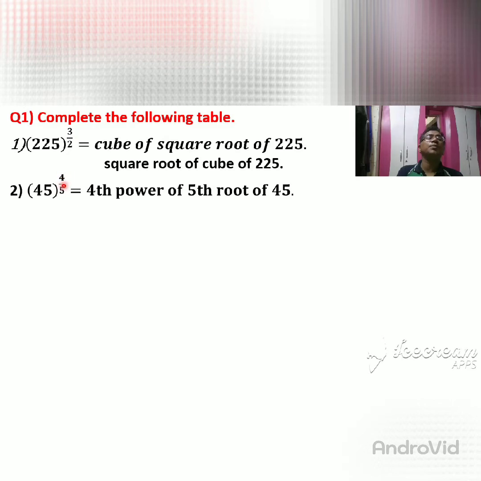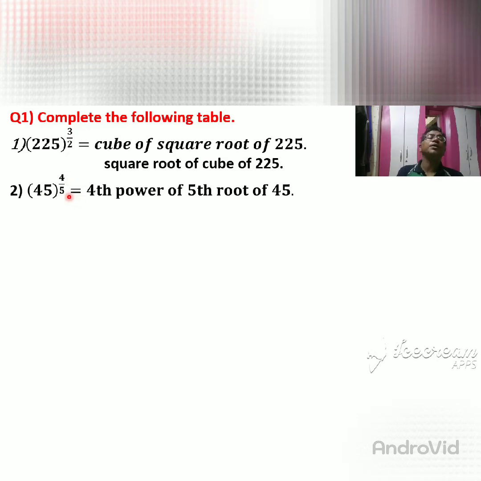Okay, then this you may read by two methods. 45 indices 4 upon 5. So it is the power, which is the power 4. So how can you say it? Fourth power of fifth root of 45. Remember that, so first we can read from the power. What is the power? 4. So fourth power of fifth root of 45.